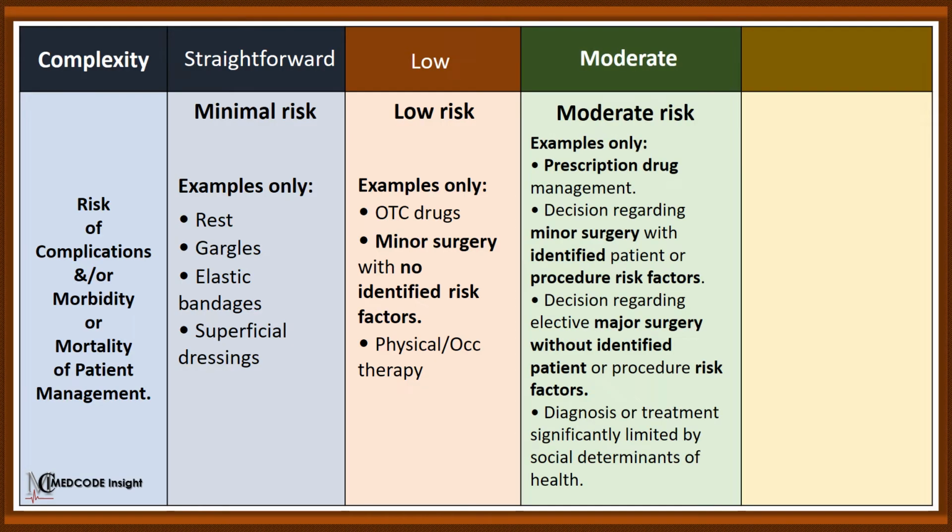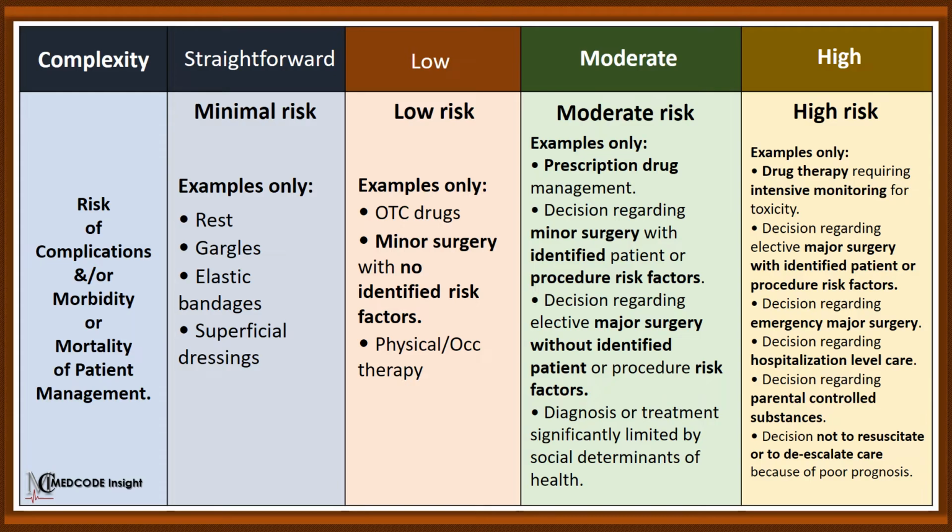At the moderate risk level, the examples include prescription drug management, decision regarding minor surgery with identified patient or procedure risk factors, elective major surgery without identified patient or procedure risk factors, or diagnosis or treatment significantly limited by the social determinants of health.